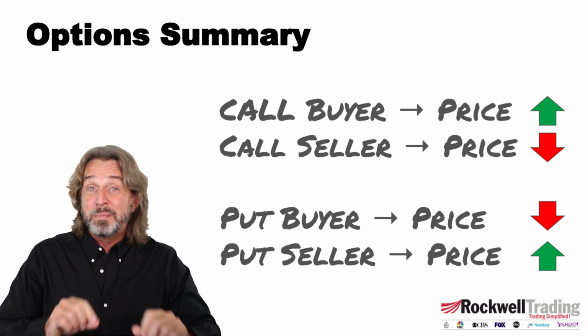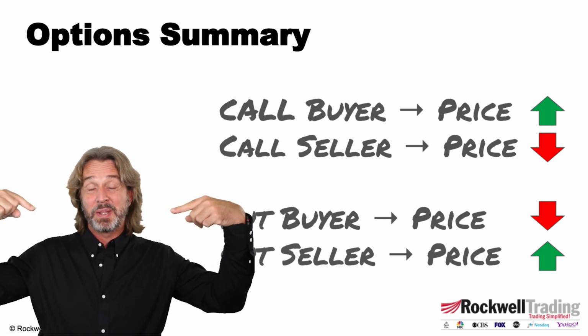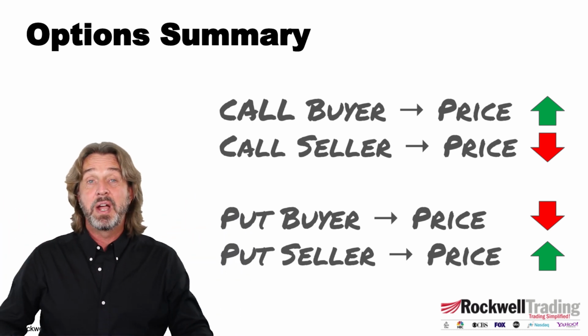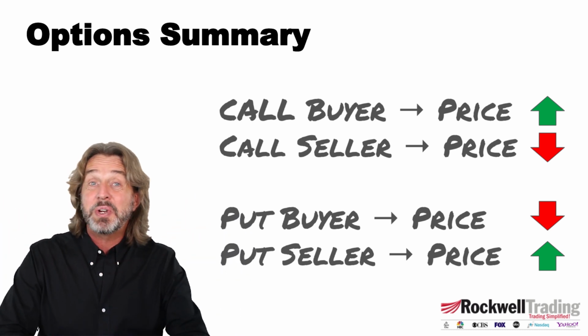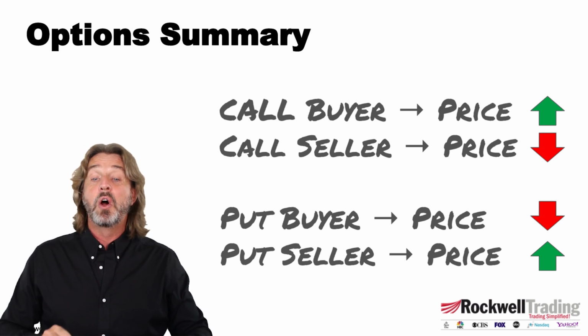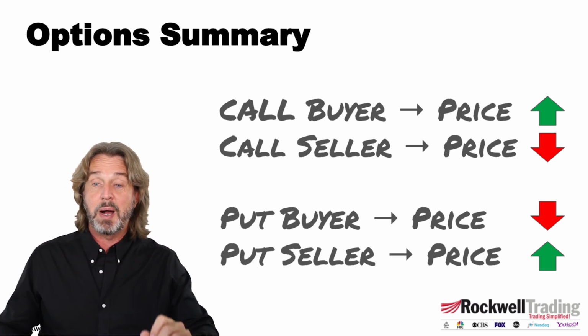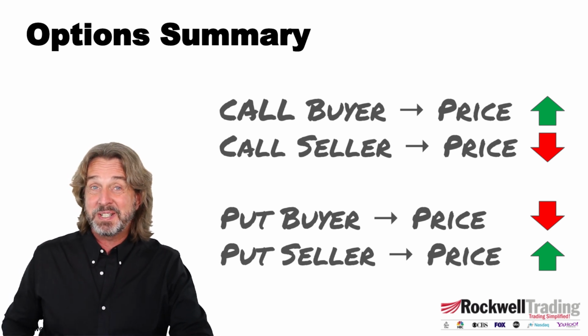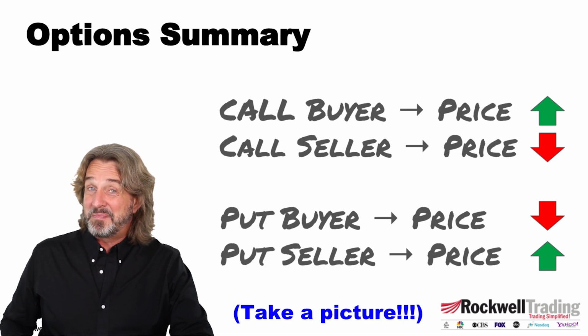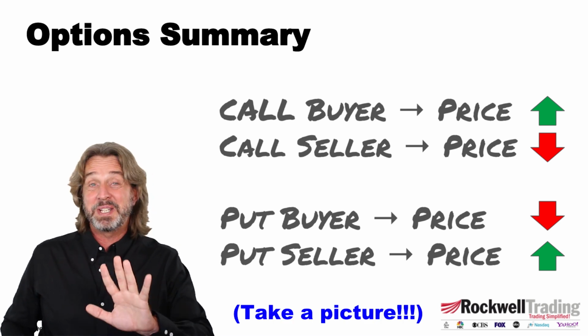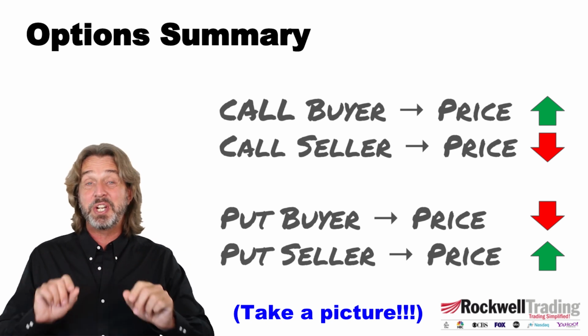The put buyer wants the prices to go down. And of course, the put seller, who's on the other side of the trade, wants the price to go up. Is this making sense thus far? Take a picture of this or print it out. So this is really important. This is your cheat sheet here.